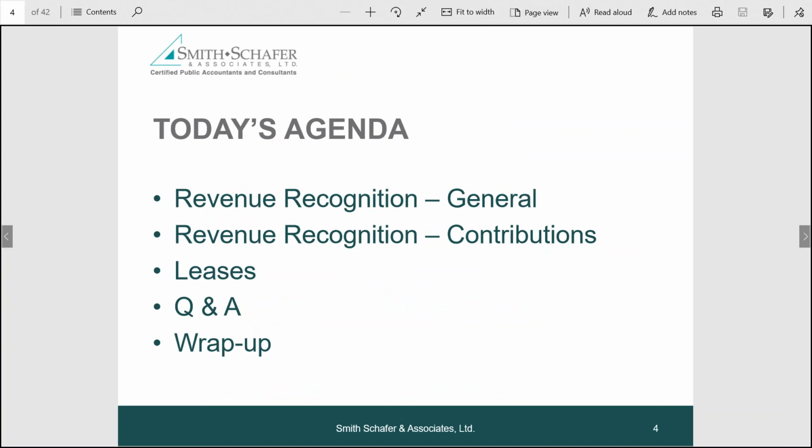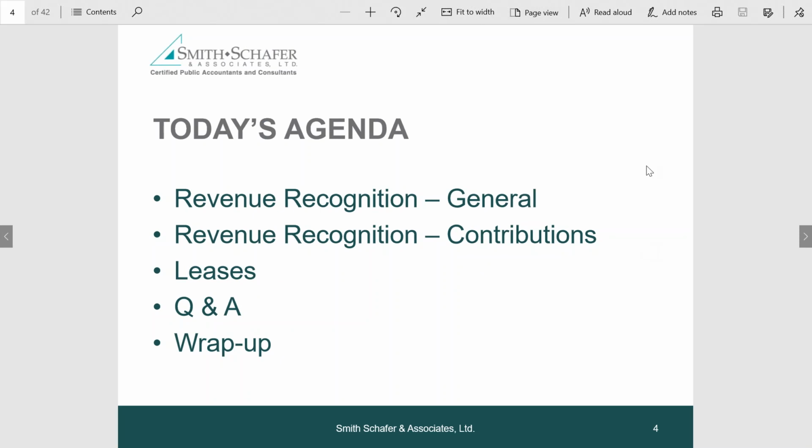So today's agenda. As I mentioned, there are 2 revenue recognition standards that we'll be discussing. First, the general one, and then one specific to contributions. We'll talk about leases, take on some questions, and then wrap it up.